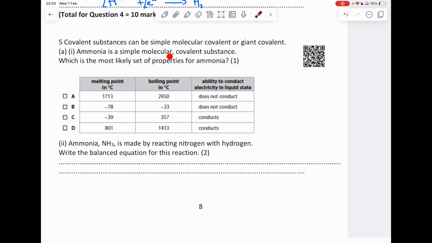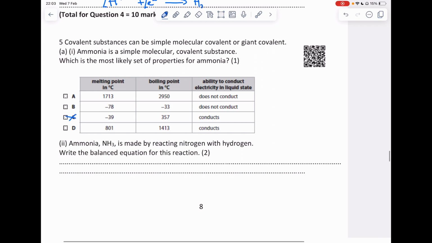So when we're talking here about simple molecular covalent substances, we know that they do not conduct electricity. So that means it can't be C and can't be D because they both conduct. And we also know that simple molecular covalent substances have low melting and boiling points, which means it is option B. A is not right because that has a high melting and boiling point.